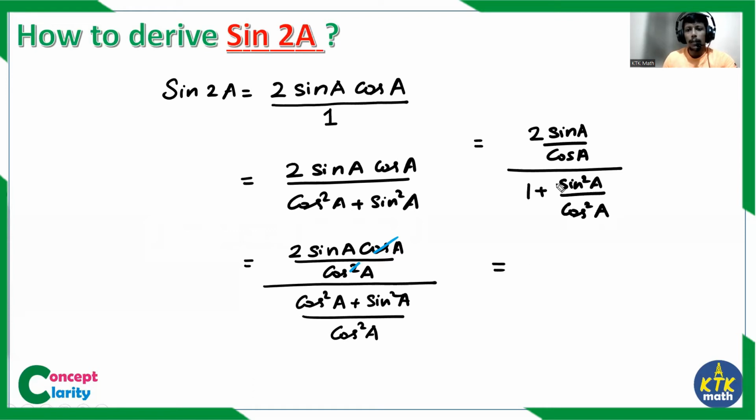Now it's very simple. 2 sin A by cos A can be written as 2 tan A, and sin square A by cos square A can be written as tan square A. So this is the formula for sin 2A in terms of tan A. We have seen two formulas so far for sin 2A: one is 2 sin A cos A and another is 2 tan A by 1 plus tan square A. In a very similar way, we are going to derive the formula for cos 2A and tan 2A as well.